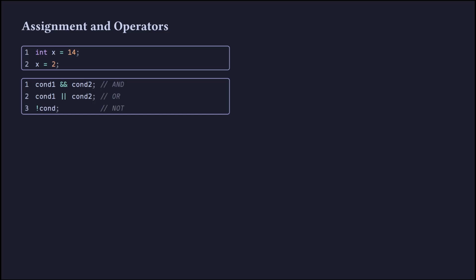For Boolean logic, it's very standard. Double ampersands for and, double bars for or, and the exclamation mark for not.